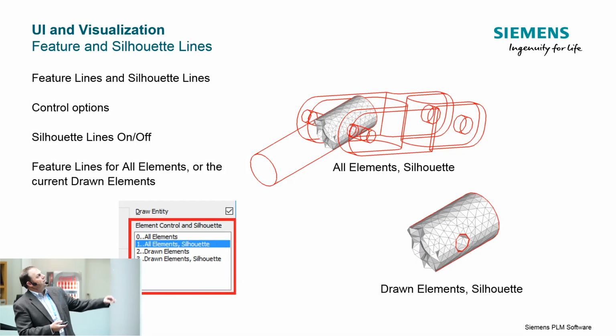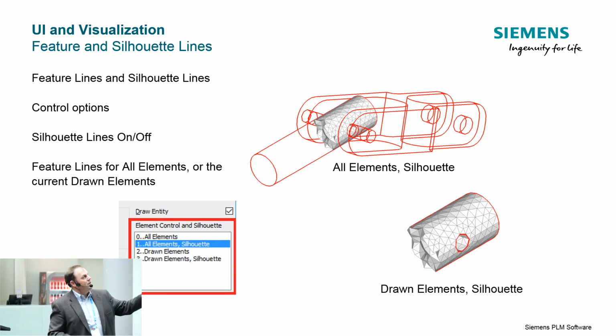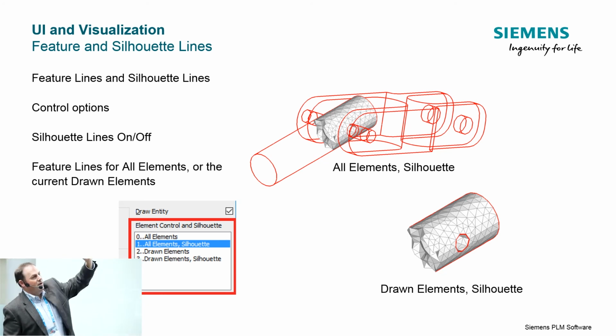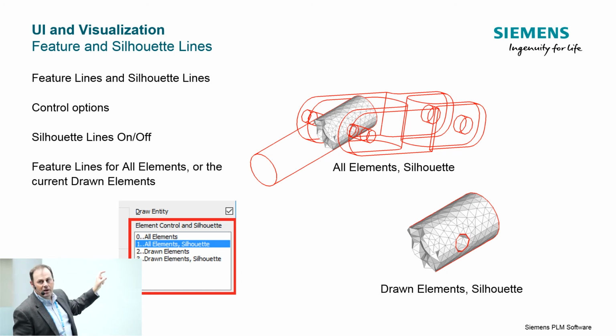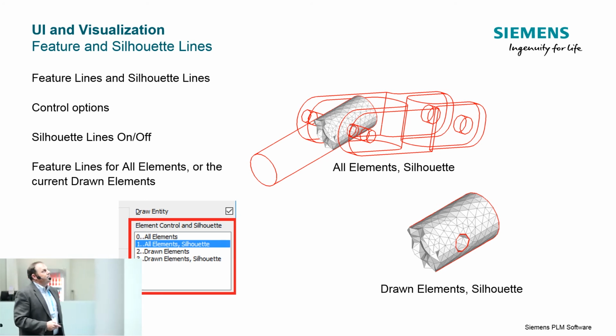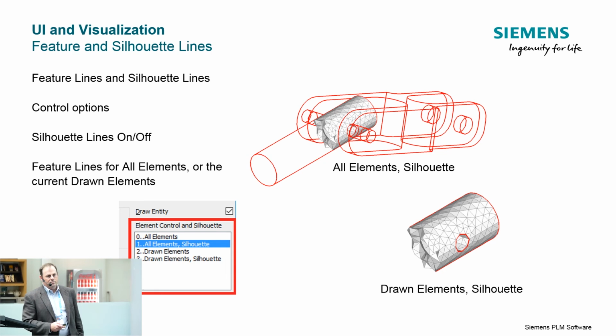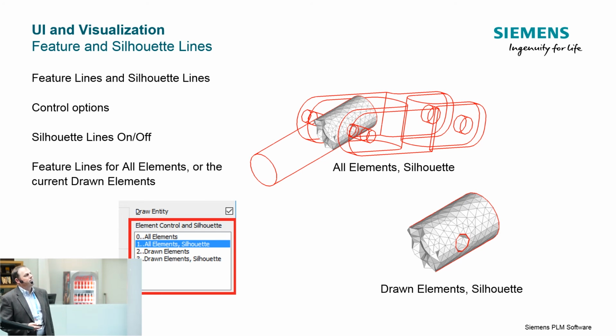You can also see that there's a silhouette option. And when the silhouette option's on, you can see that it basically, based on the orientation, it'll always be giving a line, like as an edge, letting you know that that's the edge of the part. And there are options to show the full silhouette on, like of the entire model or only on the drawn elements.